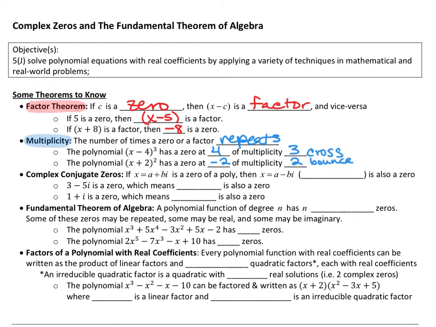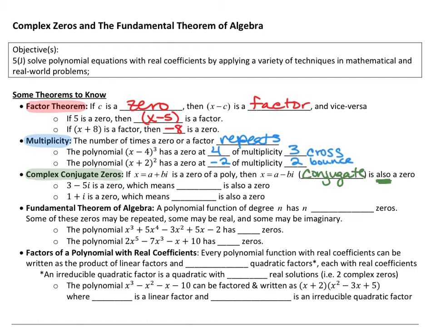Our next theorem to know is the complex conjugate zeros. Now, this is more of a definition as well, but it kind of lends itself to a theorem. It says if x equals a plus bi, so a complex number, is a zero of a polynomial, then x equals a minus bi, which is called the conjugate, is also a zero. Okay, so imaginary zeros come in pairs. If you know a plus bi is a 0, then the conjugate a minus bi is automatically also a 0.